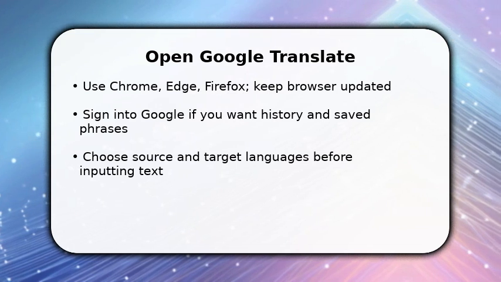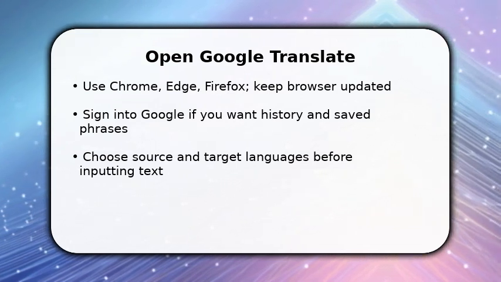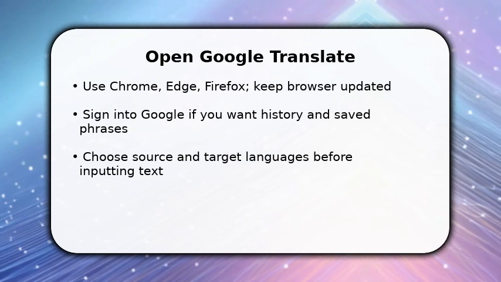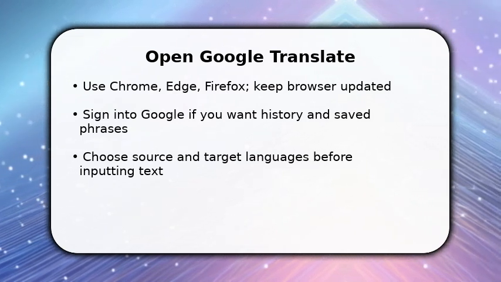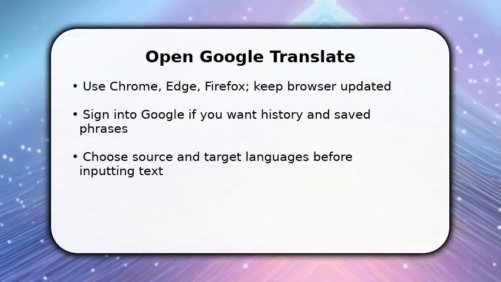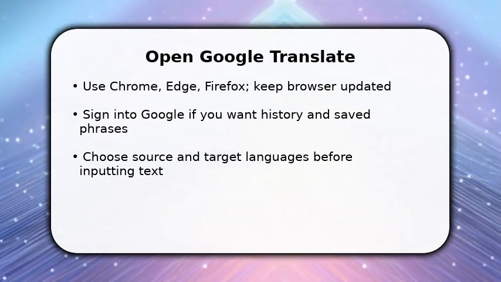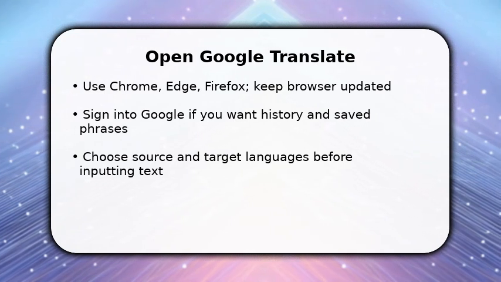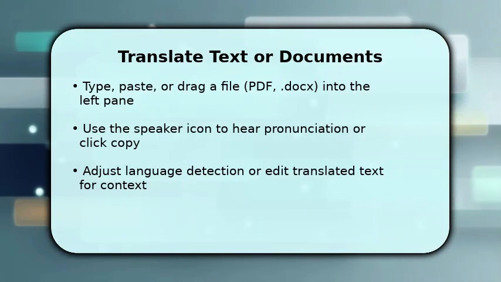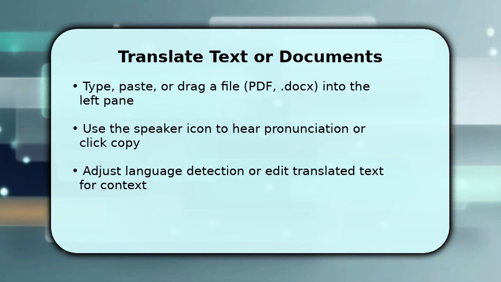You can type directly into the left box, paste text, or click the microphone icon to speak. Also check the input mode, text, document, or website, so you use the right workflow for longer content. Next, paste or type your text, or choose document mode and upload a file for entire page translation. You'll see a progress indicator for larger files.